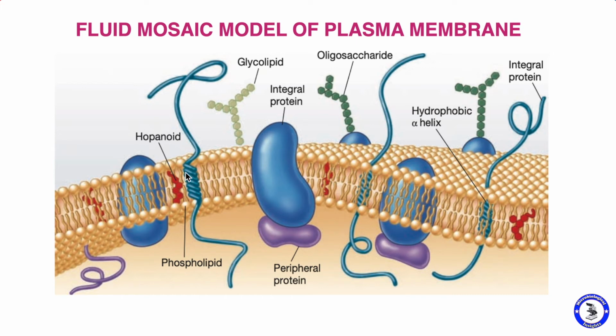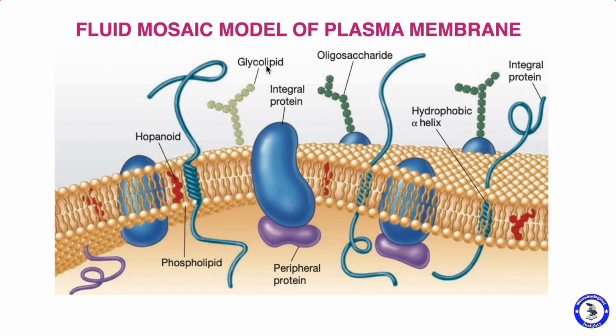And you can see a twisted structure here, no? This is a hydrophobic alpha helix. And here one red molecule is seen. What is it? Hopanoid. This is nothing but a bacterial membrane lipid. Sometimes this hopanoid acts as a sterol. And this hopanoid is not present in all bacteria. It is present in methanotrophic bacteria, heterotrophic bacteria and cyanobacteria, but it is not present in all the bacterial groups.